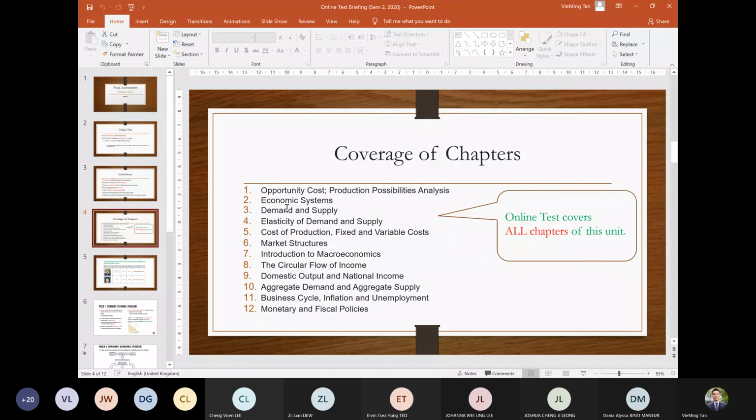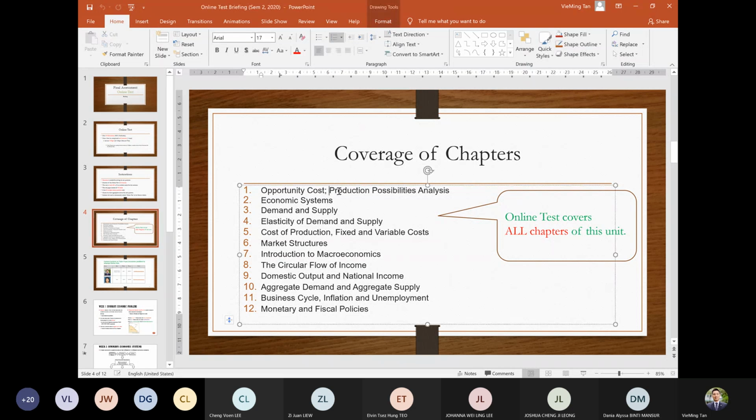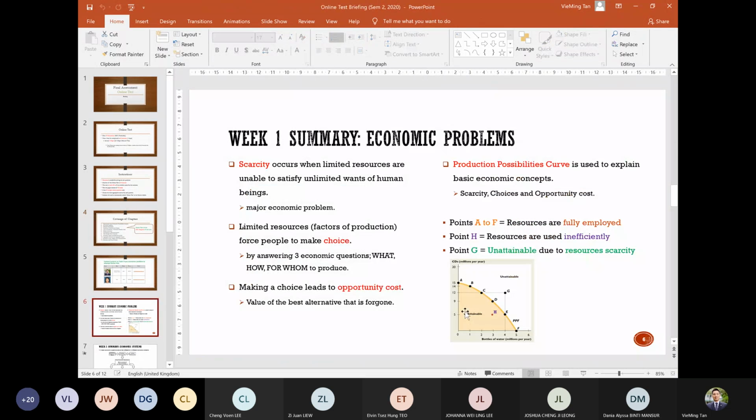So generally there are three basic economic problems that have to be solved by human beings in the world, which are scarcity, choices, and opportunity costs. These three basic problems can be explained by using the production possibility curve, or we call it the production possibility frontier. This diagram is very important. Make sure that you can understand this part.